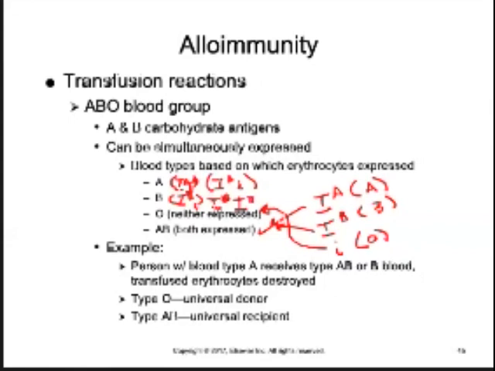Now, the way that the antibody distribution works is that if you have a type A individual, you're going to have type B antibody. If you're a type B individual, you're going to have type A antibody. If you're an AB individual, you're going to have neither antibody. And if you're an O individual, you'll have both type A and type B antibodies. You're never going to make antibodies against your own antigens because you would then agglutinate your own blood, your red blood cells would burst and you would die.